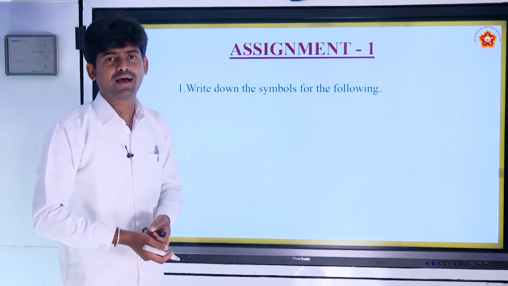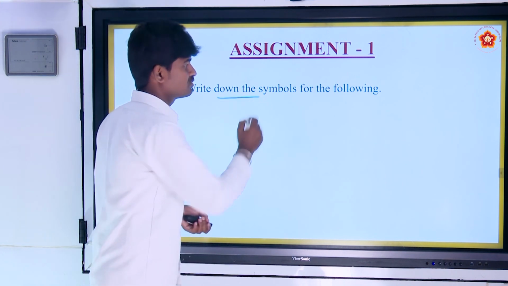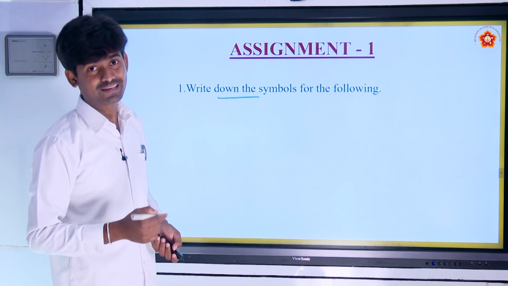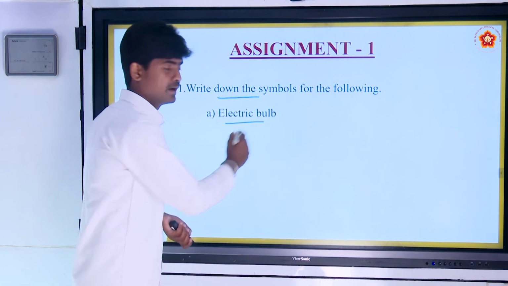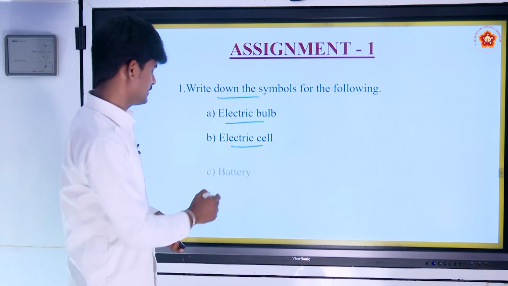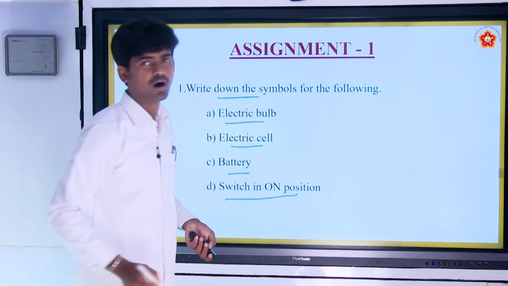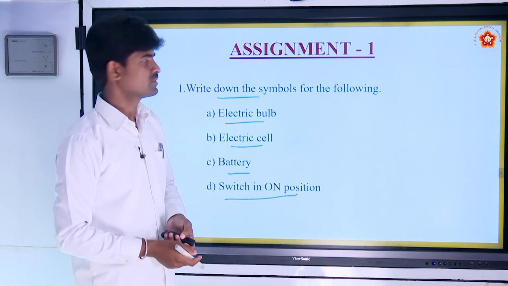Yes, here is an assignment for you. First question, write down the symbols of the following: A, electric bulb; B, electric cell; C, battery; and D, switch in on position.